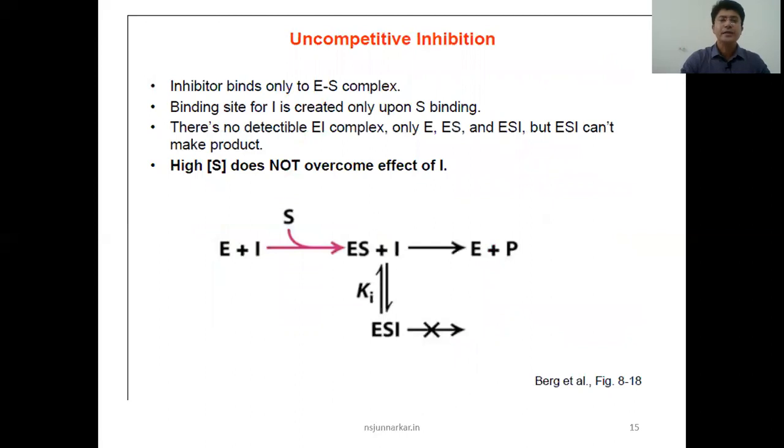Uncompetitive inhibition: here the inhibitor binds only to the ES complex, and the binding site of our inhibitor is created only upon substrate binding. So there is no detectable EI complex; only the free enzyme, the enzyme substrate complex, and the ESI, which is the dead end complex, can be found. So high substrate concentration in this case cannot overcome the effect of inhibitor.